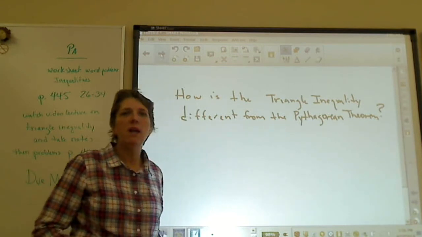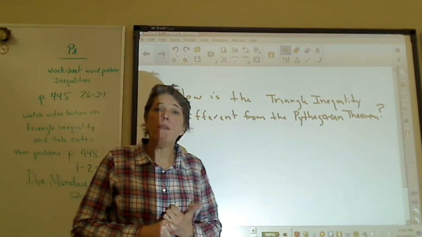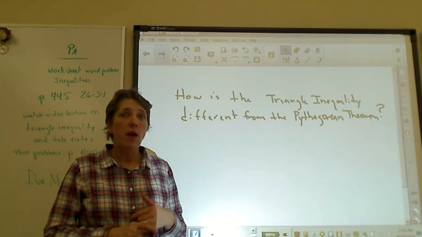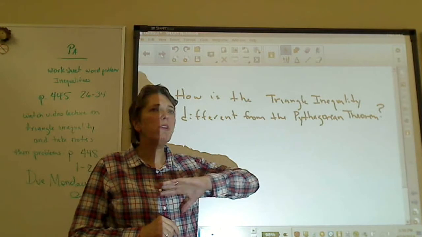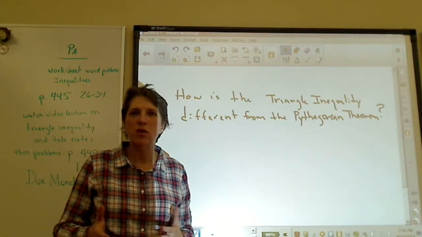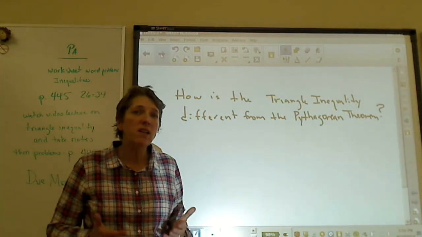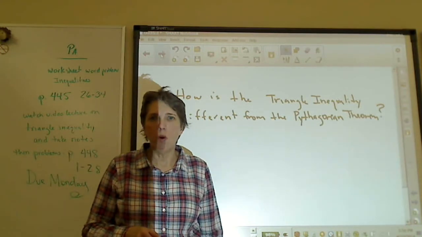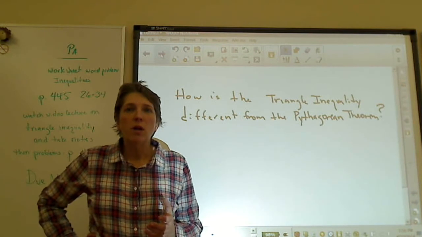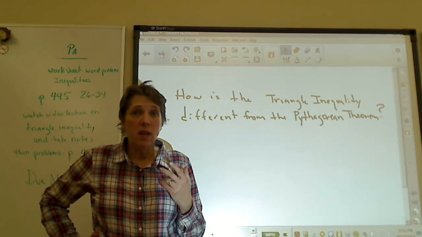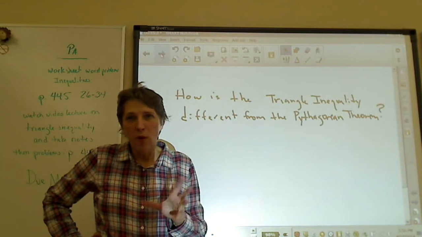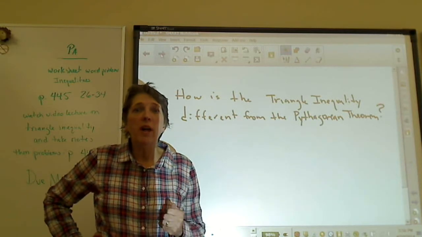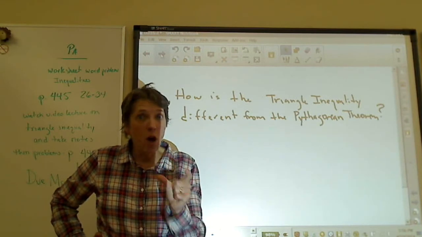Okay, let's see how you did. First of all, the Pythagorean theorem is associated only with right triangles. And the triangle inequality is associated with all triangles. That's a major difference. And the second main difference between the two is that with the Pythagorean theorem, you find the exact answer, sometimes you round it, but you get an actual measurement for one of the legs or the hypotenuse. You will get a number.